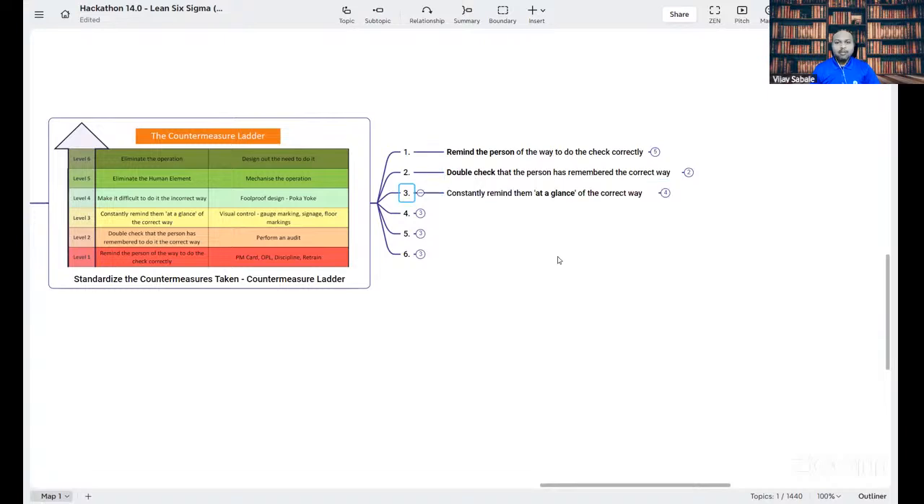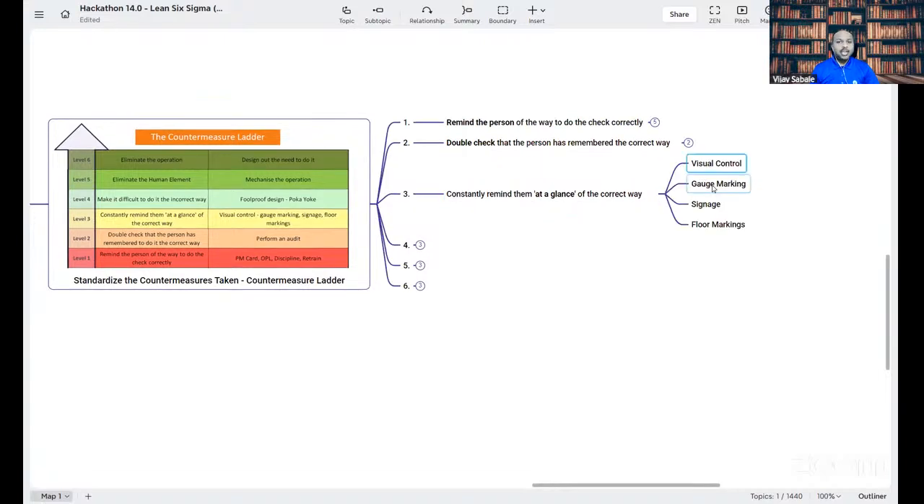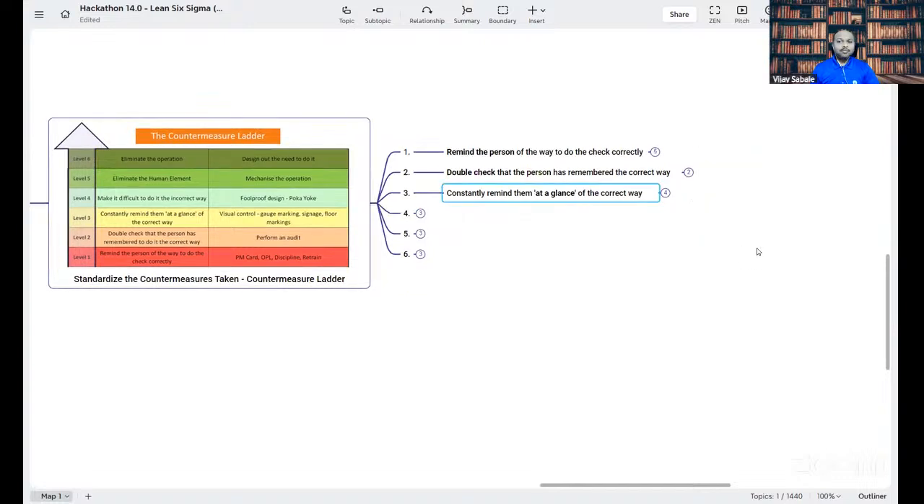Now the level 3 is better than these two. Why? Because instead of reminding the person or the person having to keep in mind, it is very easy that he or she consistently sees at a glance, right? Constantly reminded at a glance of the correct way. For example, visual control, gauge marking, signage, floor markings, right? So that itself helps that person understand the correct way. Because there are visual markings, we are going to avoid the mistakes and put better controls over our countermeasures.